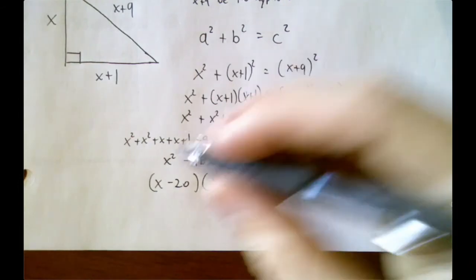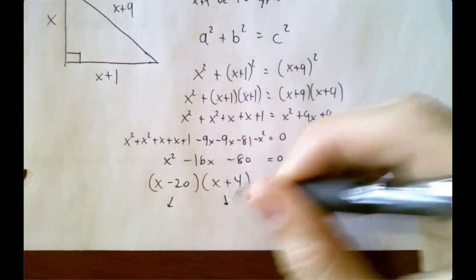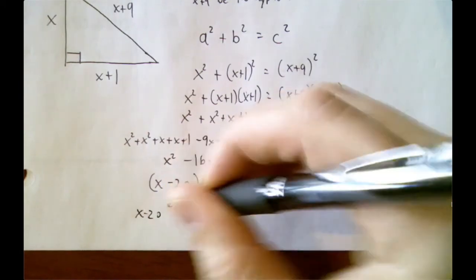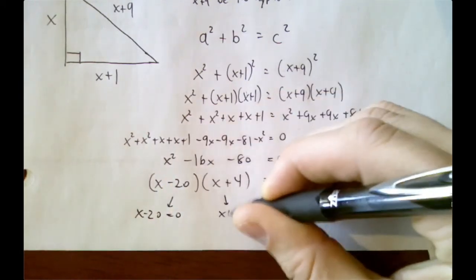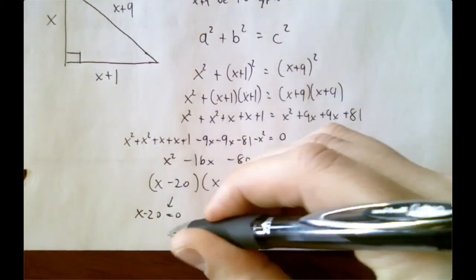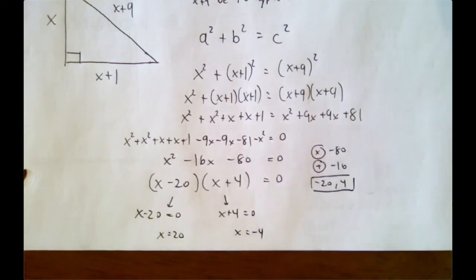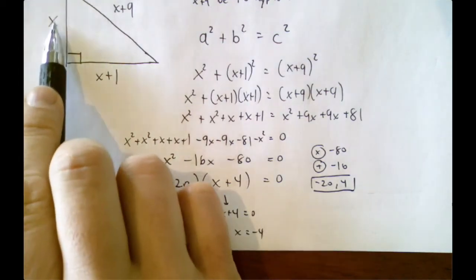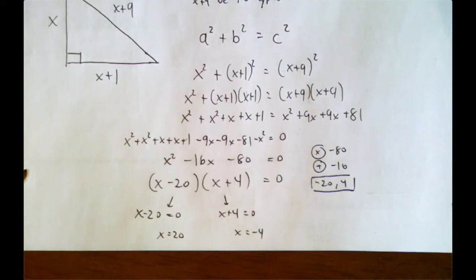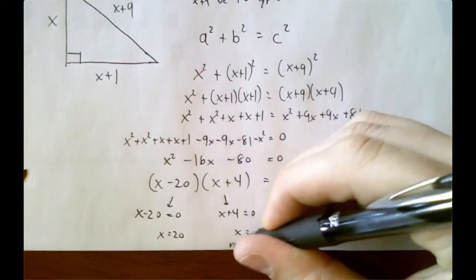And now we just take each bracket and set it equal to 0 to solve it. x minus 20 equals 0. x plus 4 equals 0. So we get two answers, 20 and negative 4. And now we have to ask ourselves which of these answers are reasonable. Well, negative 4 can't be a side length. So this one is unreasonable, so we reject it.